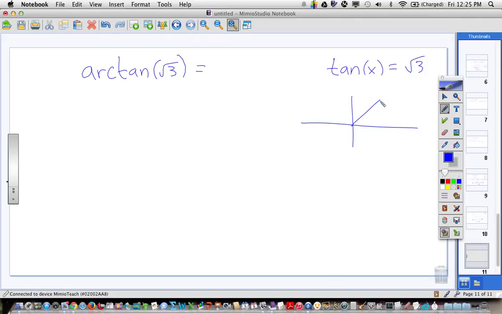You've got to remember your unit circle. Tangent is opposite over adjacent. How do you get root 3? You take root 3 over 2 over 1/2. That's how you would get root 3. What angle is that? That's pi thirds. So arctan of this would be pi thirds.